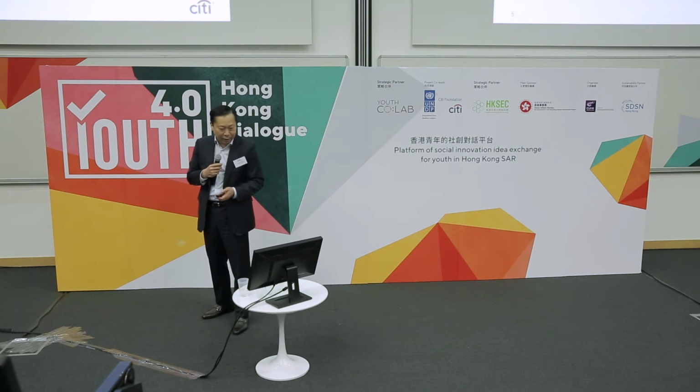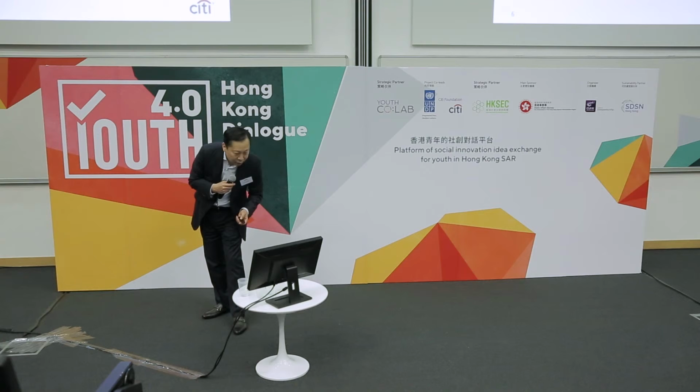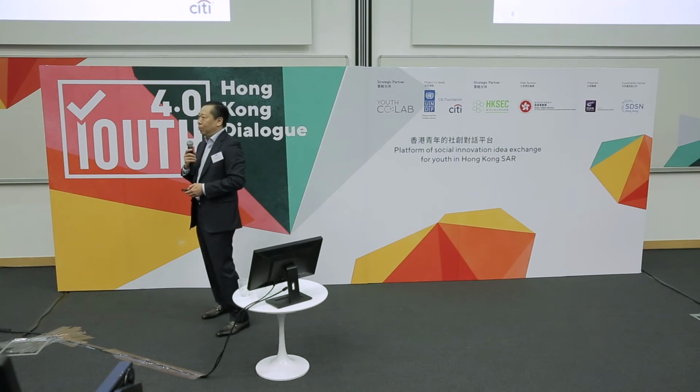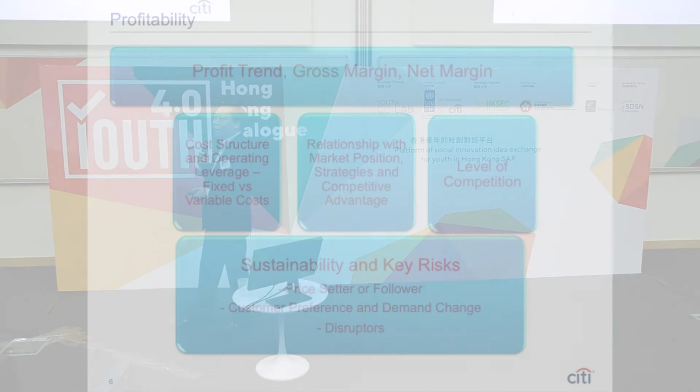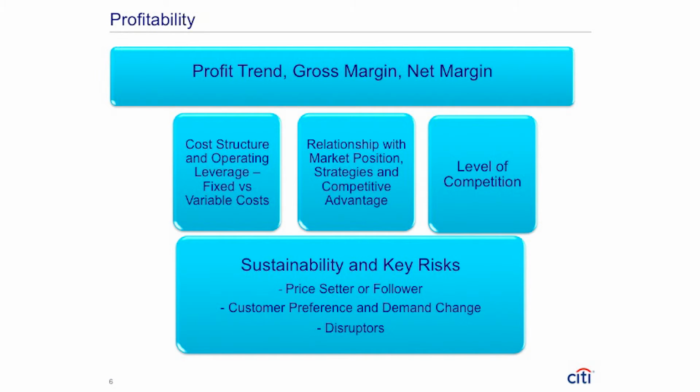So I think the next thing is the profitability. Okay, good. Profitability is important in a sense that a business needs to be profitable in the long run, preferably in the short run as well, because the profitability will make sure that the company can sustain. So when we look at the profitability, we look at the trend, we look at the gross margin, and also the net margin after paying all your rent, interest expense, depreciation. And also, as I said, the cost structure is important.